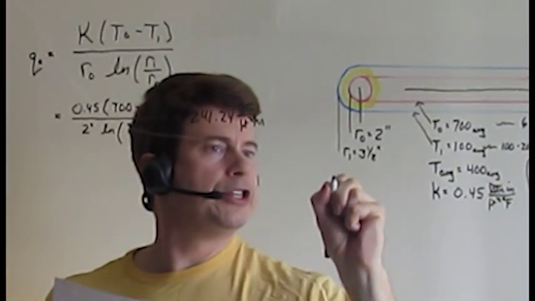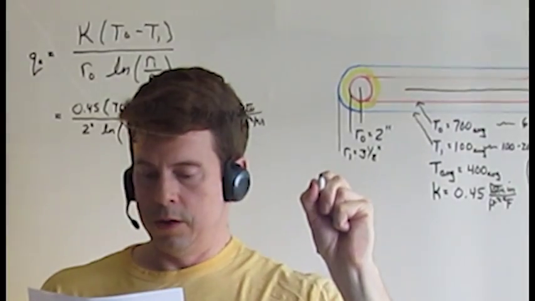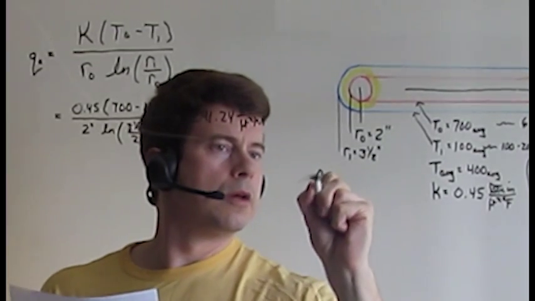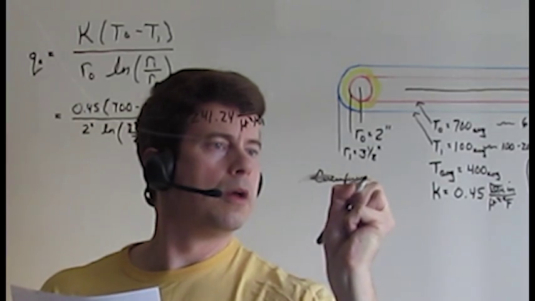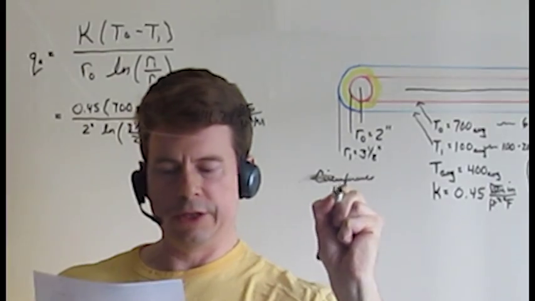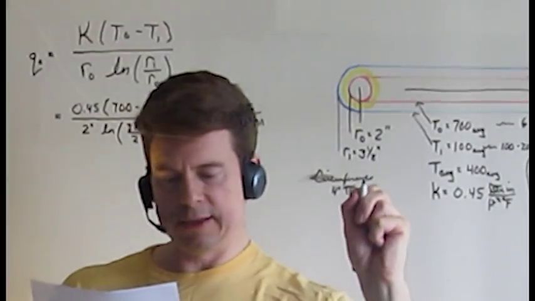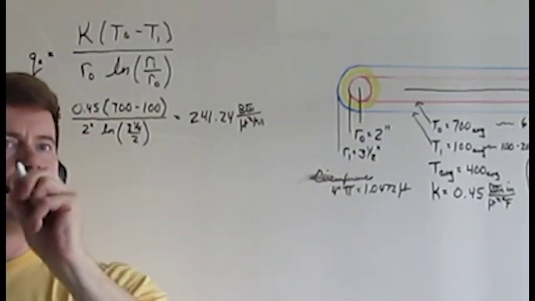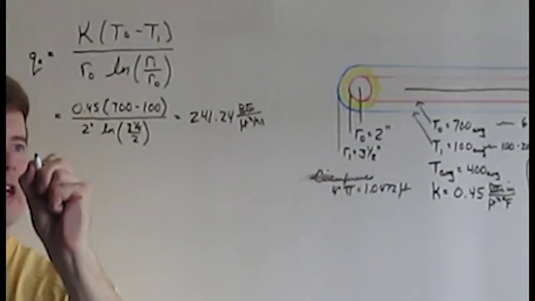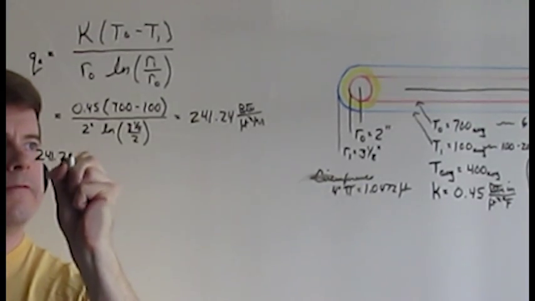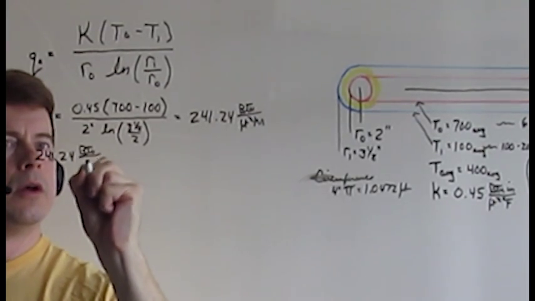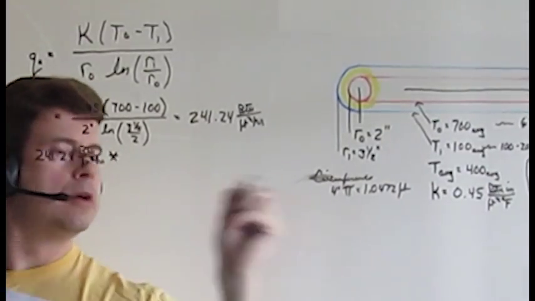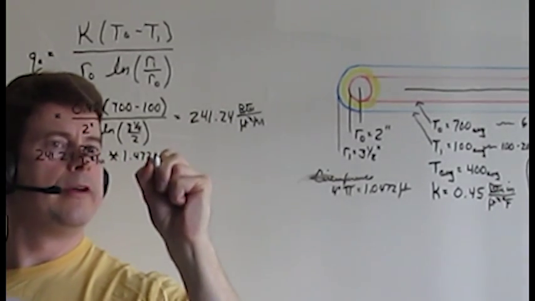So then for the 4 inches, the circumference becomes 4 inches times pi, which is 1.0472 feet. So to convert this down into what our heat loss per linear foot is, it's simply 241.24 BTU per feet squared per hour times our 1.0472 feet.